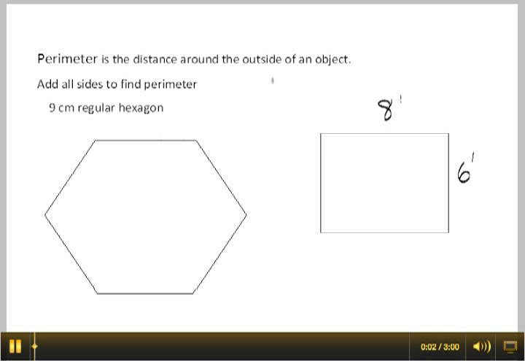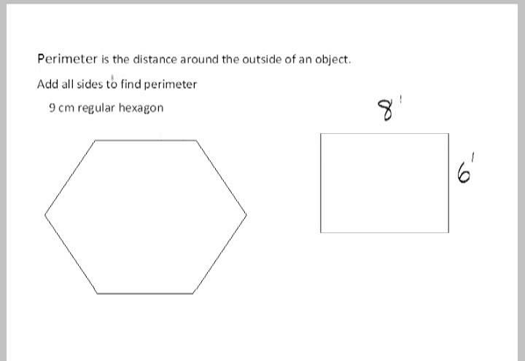Hi, in this video we're going to talk about perimeter. And perimeter is a really important application that we use a lot in real life. Perimeter is the distance around the outside edge of an object. So one way to remember perimeter is that it contains the word rim. So think about the rim, the outside edge.